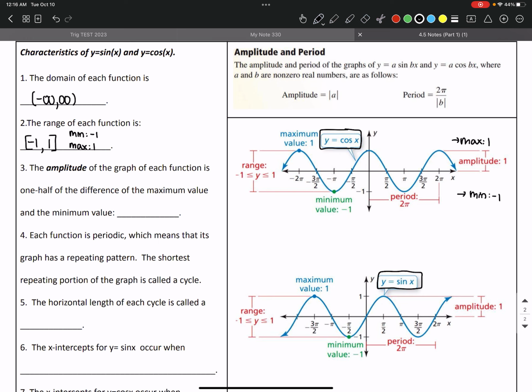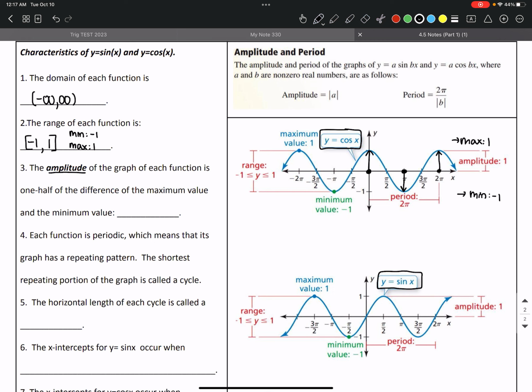Then I'm going to talk about the amplitude. The amplitude of the graph of each function is going to be 1/2 of the difference of the maximum value and the minimum value. Visually speaking, it's the middle of the graph to the top of the graph, or the middle of the graph to the bottom of the graph. So it's the distance between the middle and the top of a wave or the bottom of a wave. That's what amplitude is. Maybe you've seen that before in science.